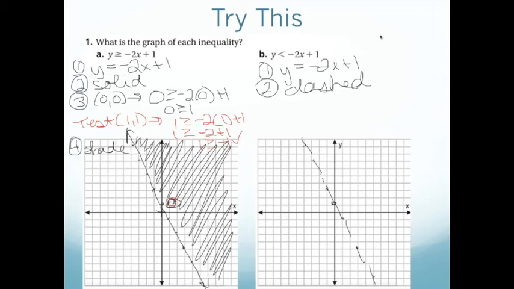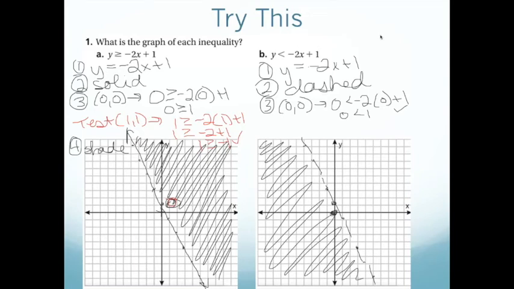And then our step 3 is to pick a test point. Since it doesn't go through 0, 0, we'll try 0, 0. You only need to test 1 point. 0 is less than negative 2 times 0 plus 1. Is 0 less than 1? Yes, it is. So we are coloring in the side with 0, 0. And that is this side.